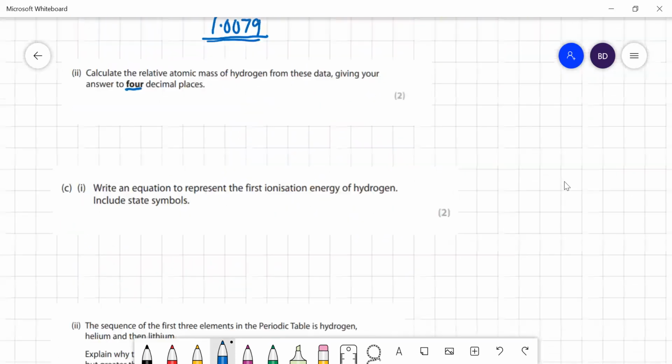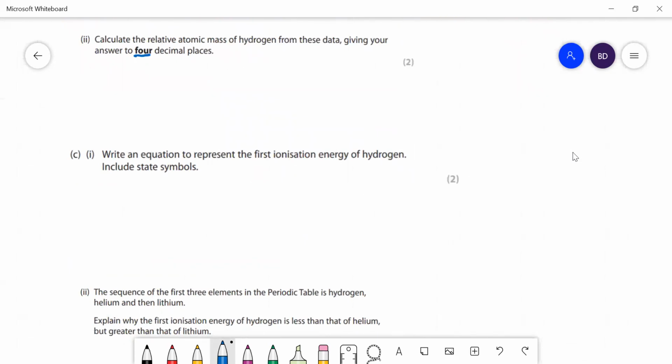Write an equation to represent the first ionization energy of hydrogen. Include state symbols. So it's the energy required to remove 1 mole of electrons from 1 mole of hydrogen atoms in the gaseous phase. So it's got to be H gas, not H2. It's just H, and it's going to be H plus, that's going to be gaseous, and an electron there.